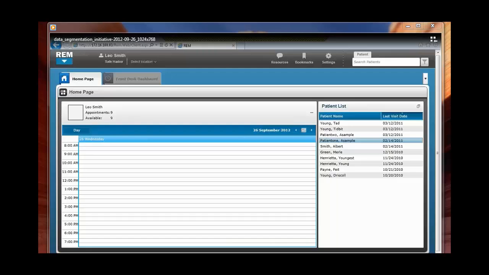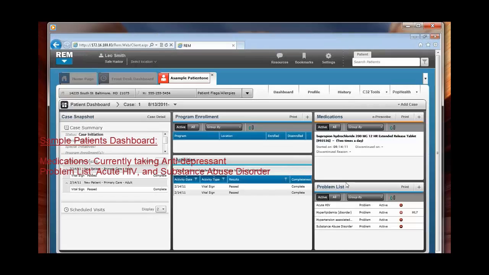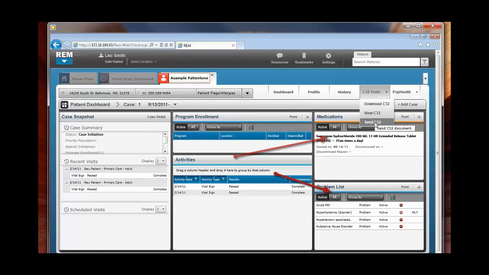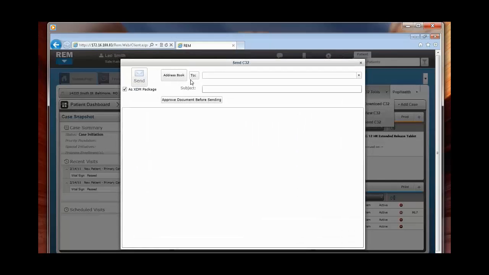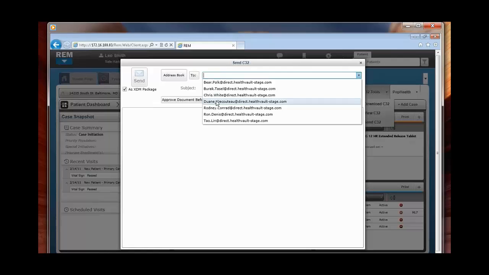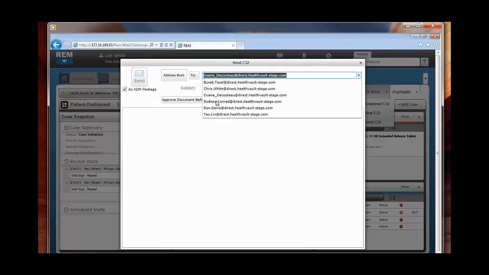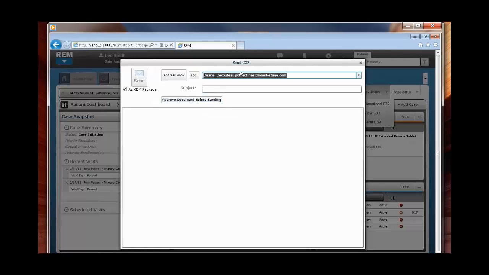Dr. Leo, working at a mental health organization, legally constrained by 42 CFR Part 2, will now log in to his EHR and select our test patient. We note that our test patient is currently on an antidepressant, has acute HIV and substance abuse disorder. Dr. Leo wishes to refer this patient to Dr. Duane at Veterans Affairs for a consult. Dr. Leo will also be sending the patient's summary of episode note to Dr. Duane via direct.